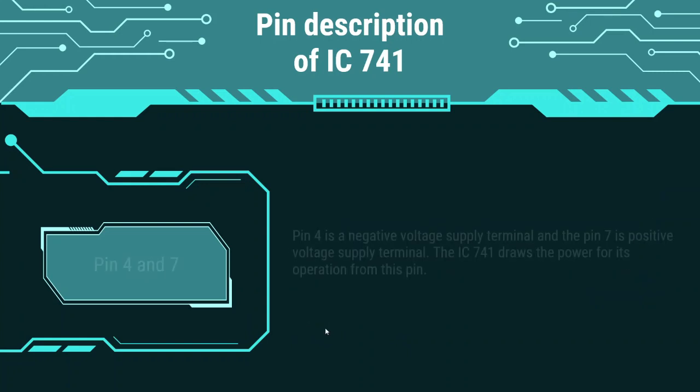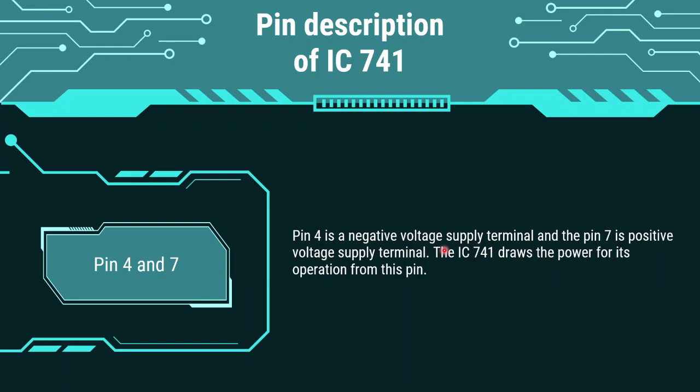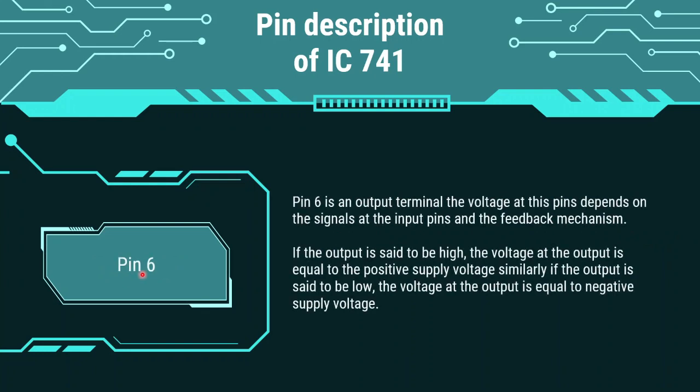Next, pin 4 is the negative voltage supply terminal and pin 7 is the positive voltage supply terminal. The IC 741 draws the power for its operation from these pins. Next, pin 6 is an output terminal. The voltage at this pin depends on the signals at the input pins and the feedback mechanism. Later we will discuss the feedback.